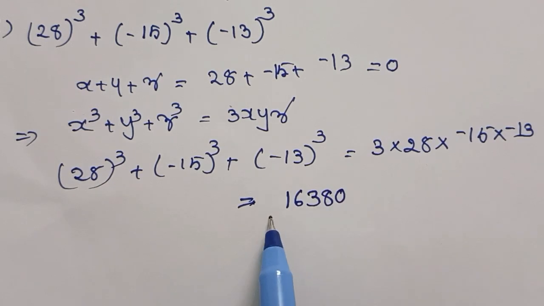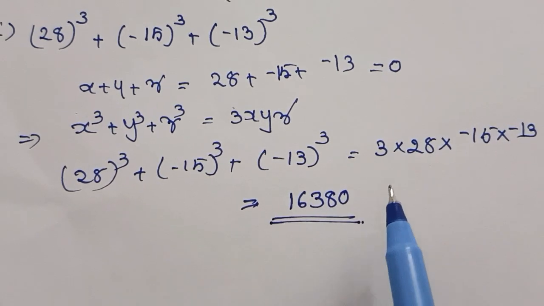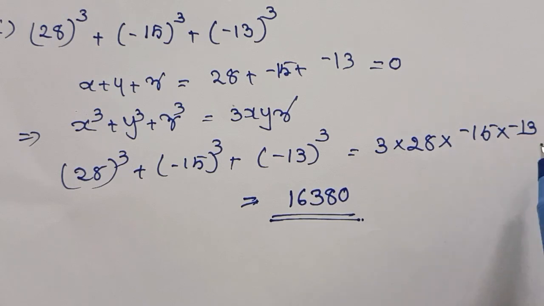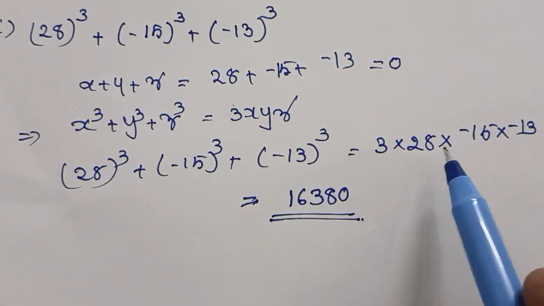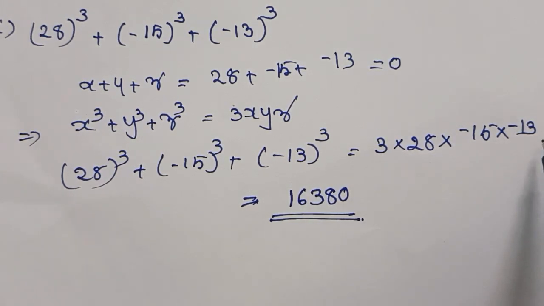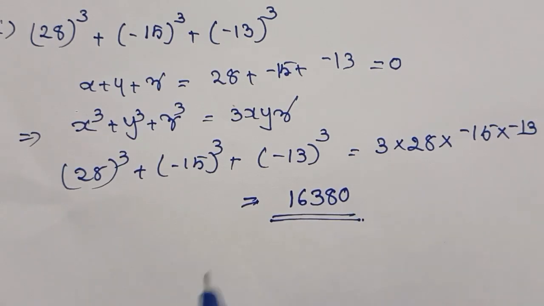16,380. After multiplying these four numbers, we get 3 into 28 into minus 15 into minus 13. Minus into minus, it will become plus. And 3 into 28 into 15 into 30, you get 16,380.